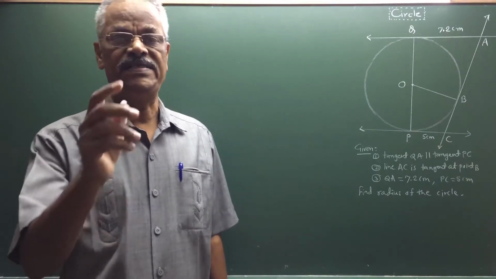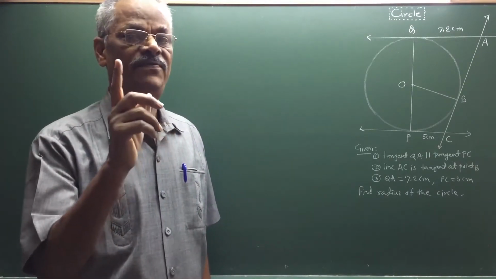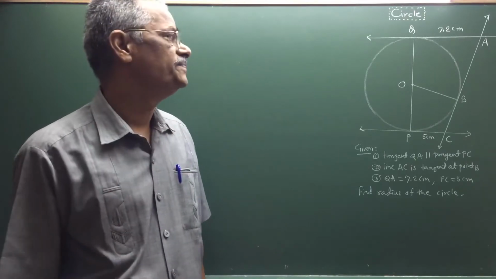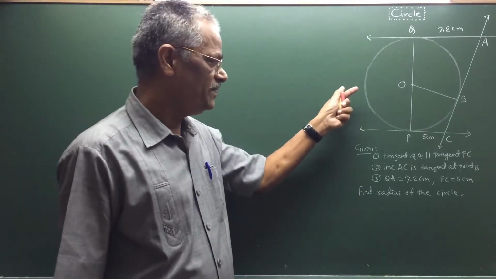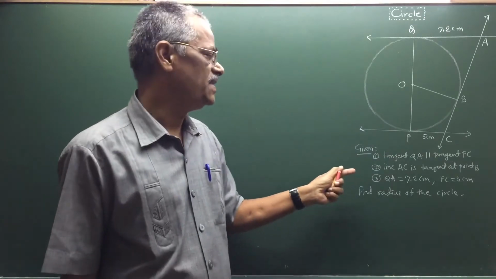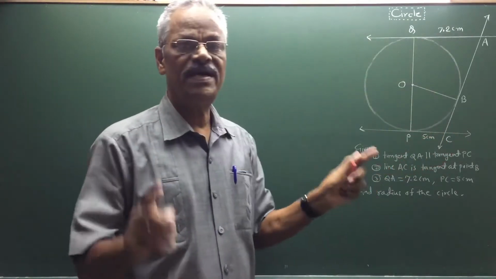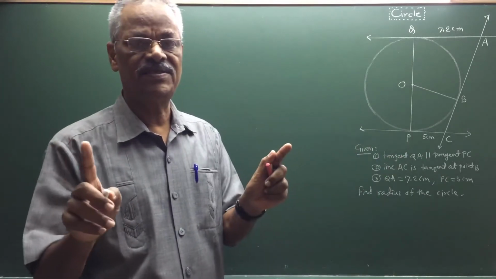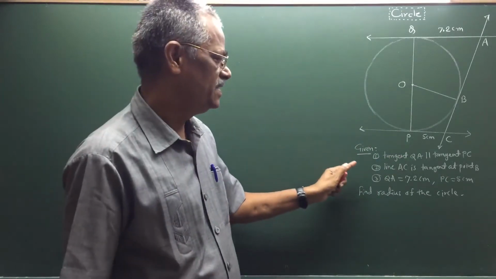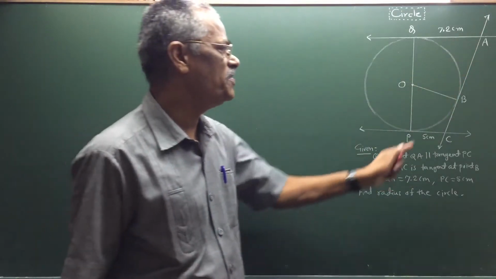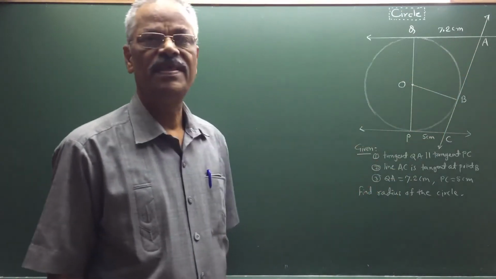Today let us see a very interesting example in the circle. Problem: O is the center of the circle, QA and PC are parallel tangents to the same circle. AC is again tangent at point B, it is given.